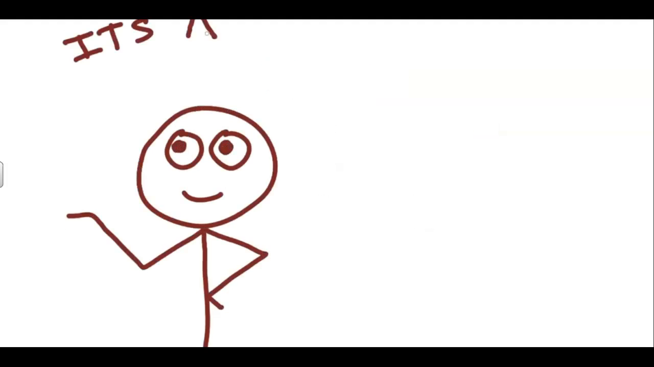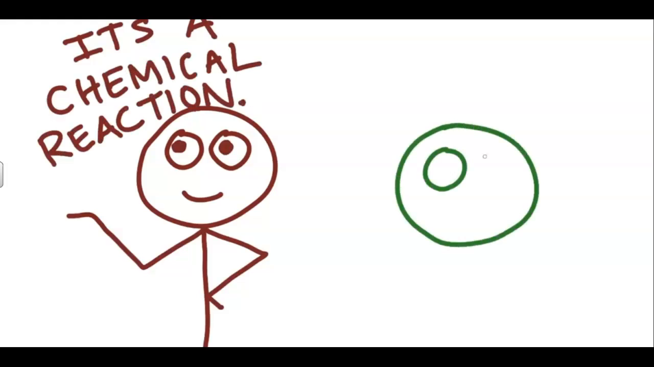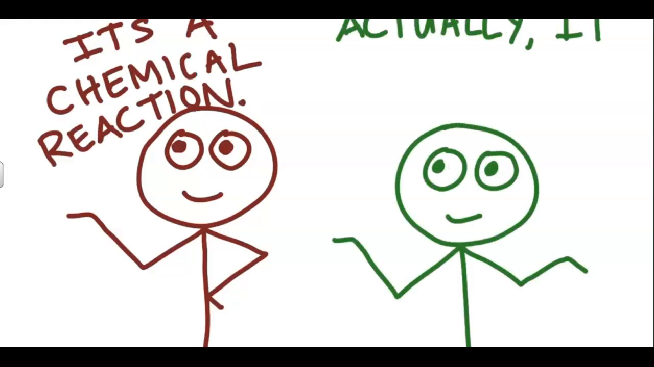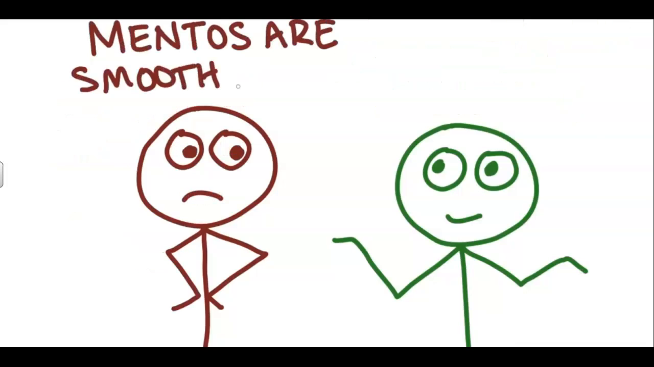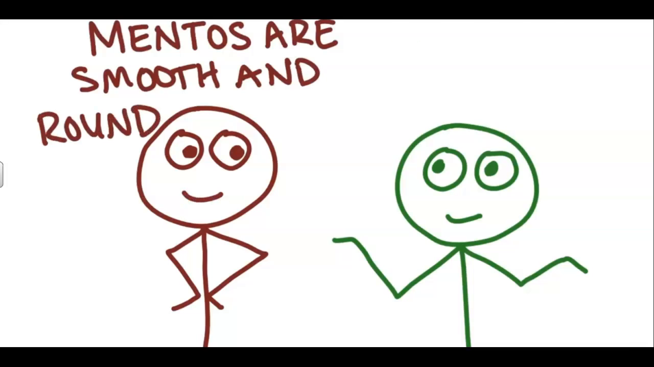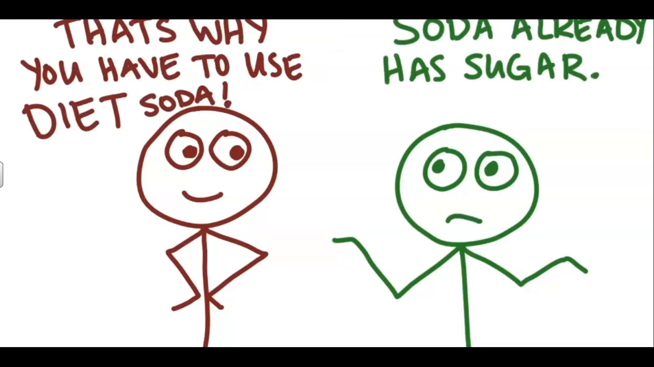Some sources say that sugar reacts with a diet soda to make the fountain. It's a chemical reaction. Other sources say it's a physical reaction caused by the rough texture of the candy. What do you mean, rough texture? Mentos are smooth and round. It can't be sugar. Soda already has sugar in it. That's why you have to use diet soda.